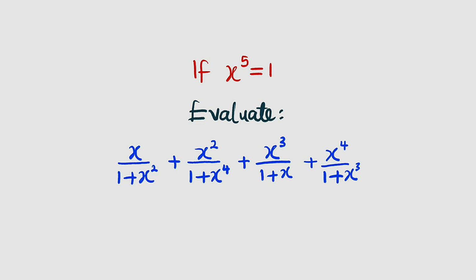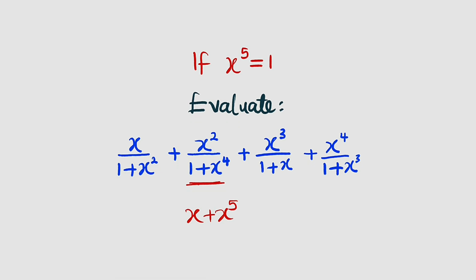We want to transform some of these variables to x to the power of 5 so that we can substitute them by 1. But remember, if you are adding or subtracting fractions, it will always be nice if the denominators are the same. So let's try as much as we can to transform some of these denominators into equivalent denominators. Observe that if we multiply this denominator by x, it is going to be x plus x to the power of 5, where x to the power of 5 is 1, so we have just x plus 1, right? And x plus 1 is equivalent to this x plus 1.